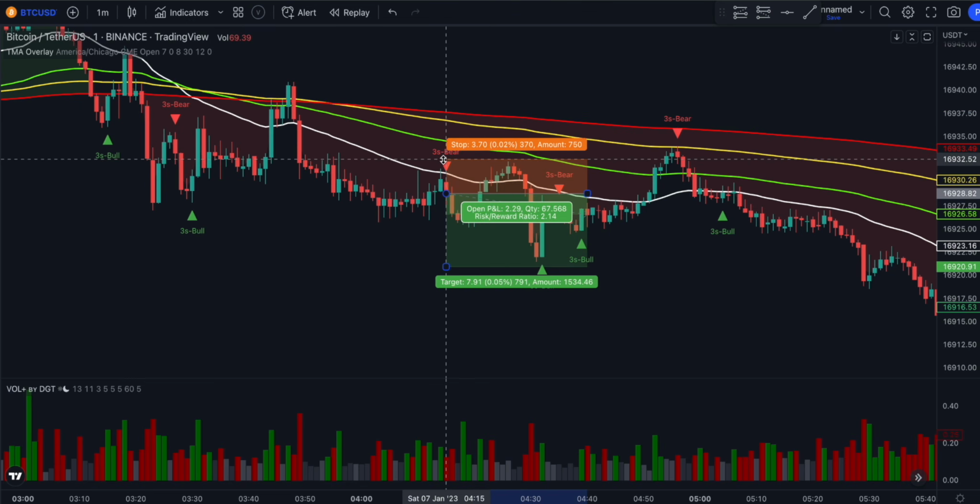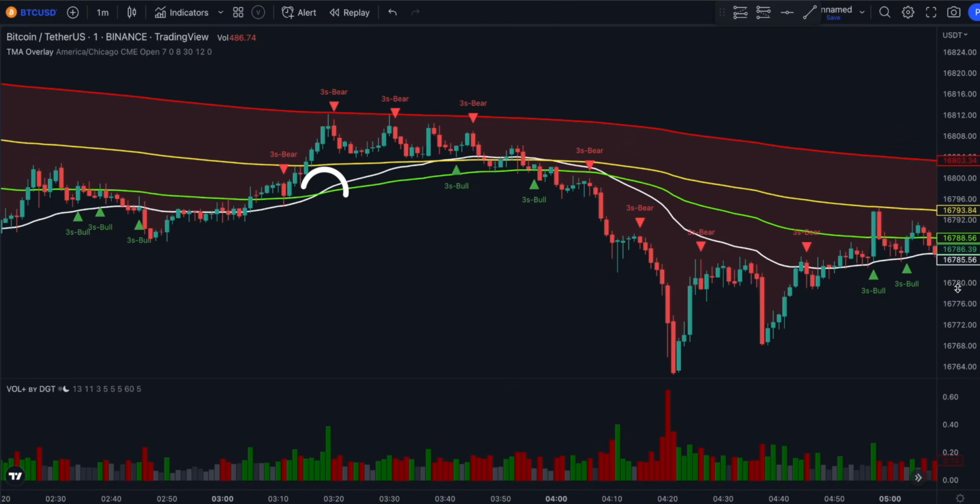Set the stop loss slightly above the recent swing and target at least 2 times the risk. And again, you should not be taking any short trades after you had 21 SMA crossed above the 50 SMA.